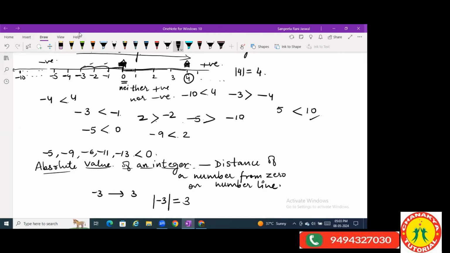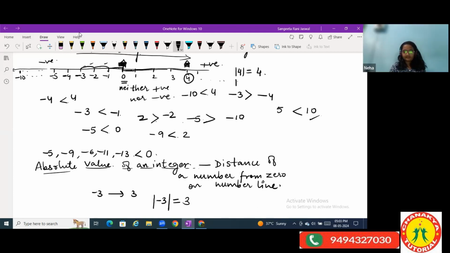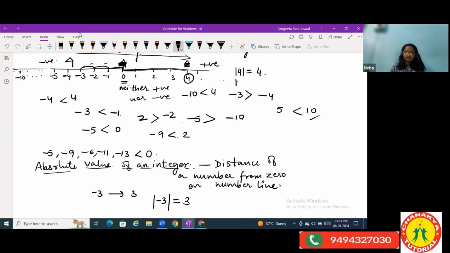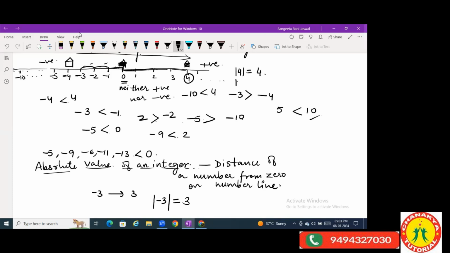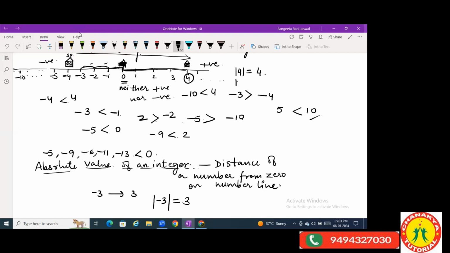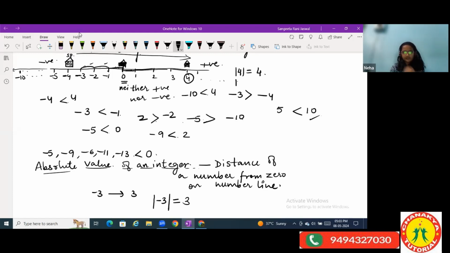And suppose your house is towards the left side. Your school is not here; we'll say your sports academy is on this side, from the 0 level. So how far is your sports academy from your house? 4 units, ma'am. 1, 2, 3, and 4.